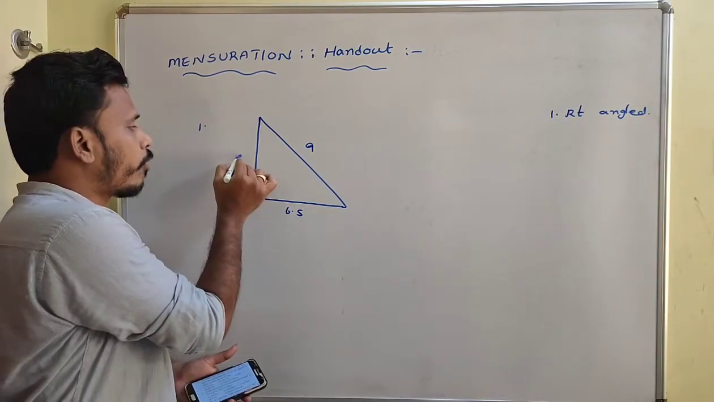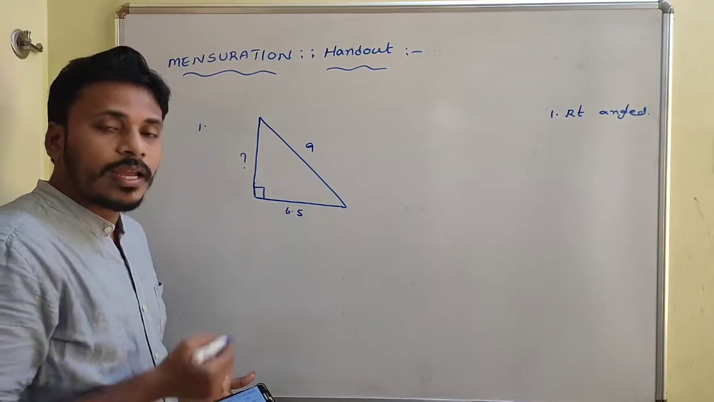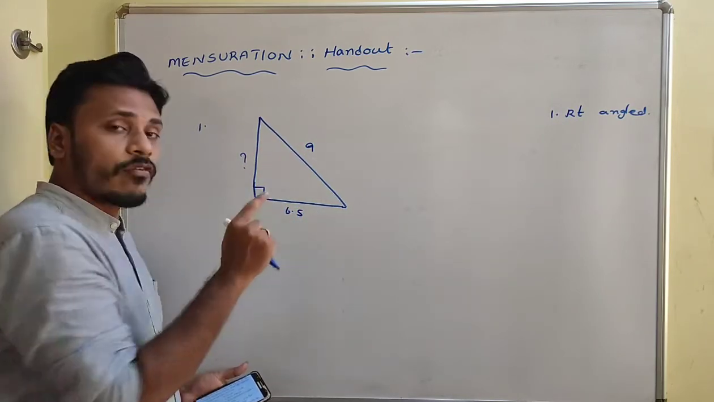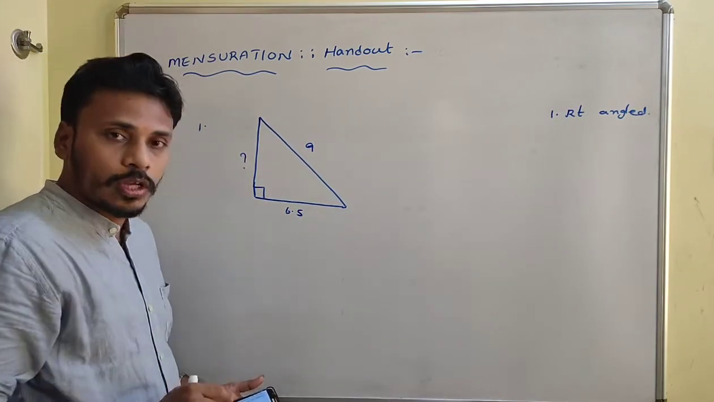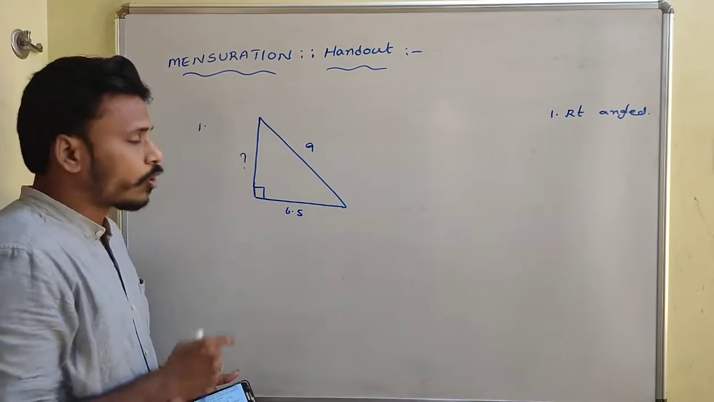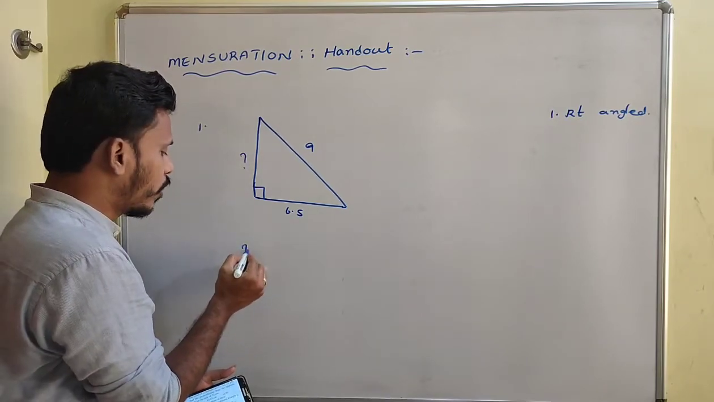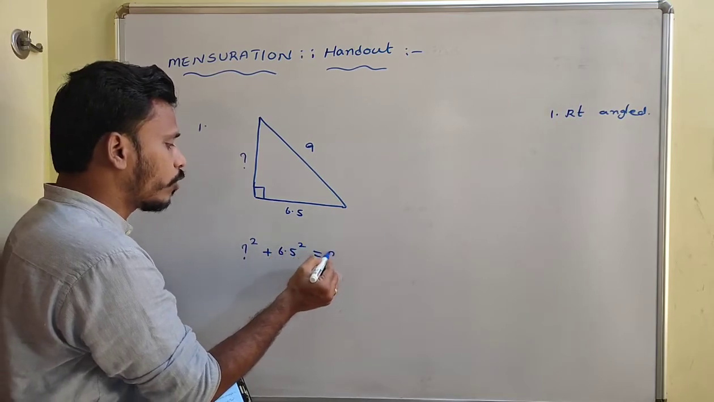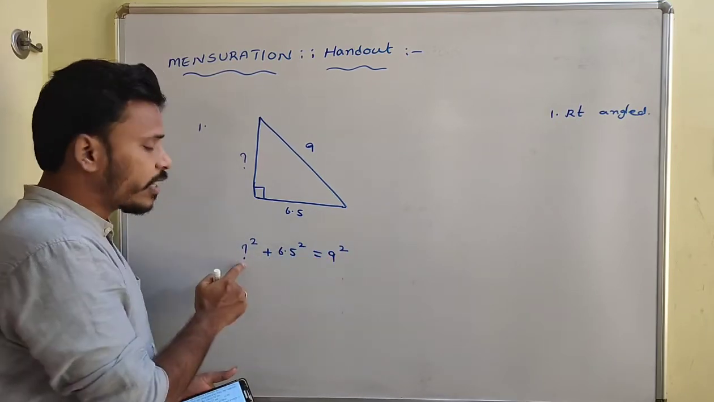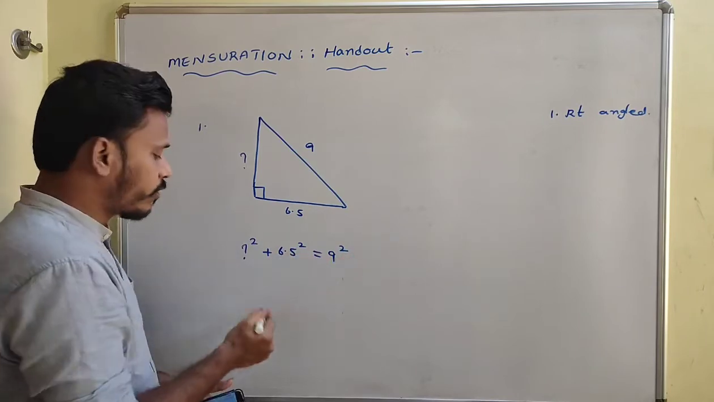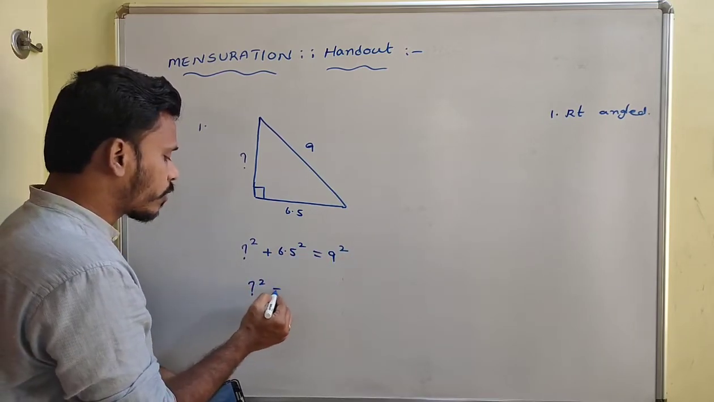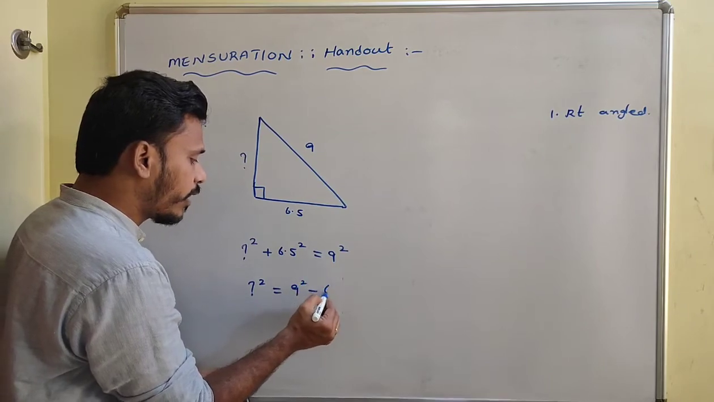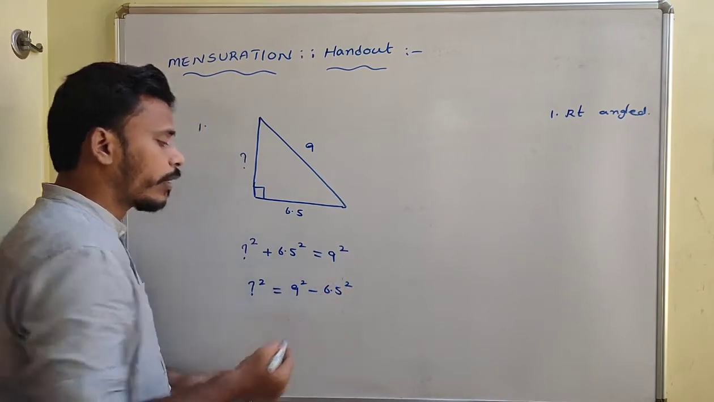First of all we need to find this side. Let it be a question mark. 9 is given, 6.5 is given, but we don't know the question mark. We need to find that. Use the Pythagoras theorem: question mark square plus 6.5 square is equal to 9 square. Since I need the question mark, send 6.5 square to that side. Question mark square is equal to 9 square minus 6.5 square.